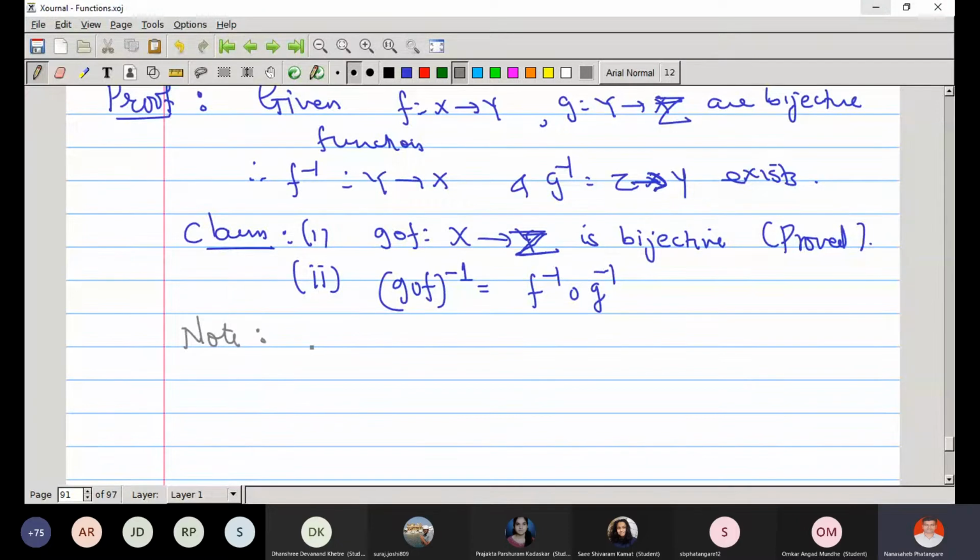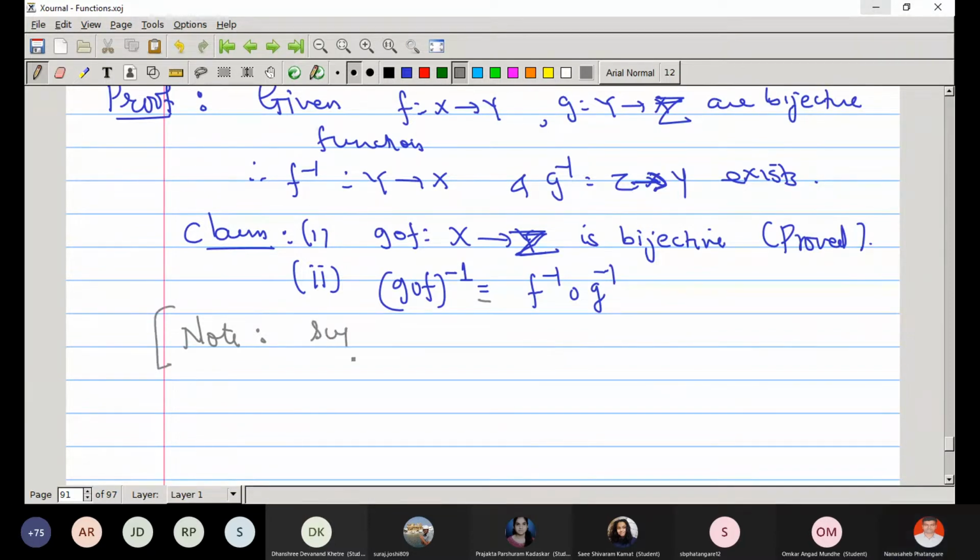So what is the second claim? (g composite f) inverse is a function now. And the right hand side is again a composition of two functions, a function. We want to say that these two functions are equal. These two functions are equal. Means what? So note this.